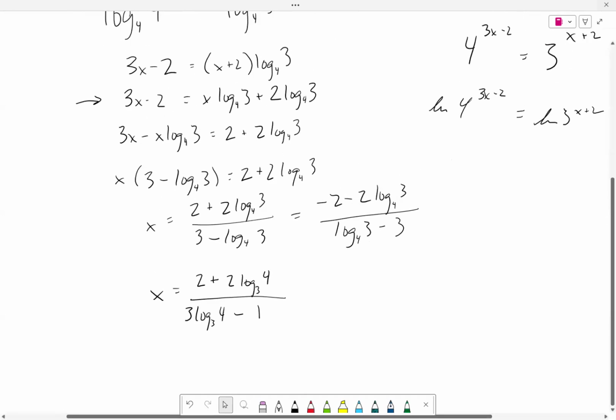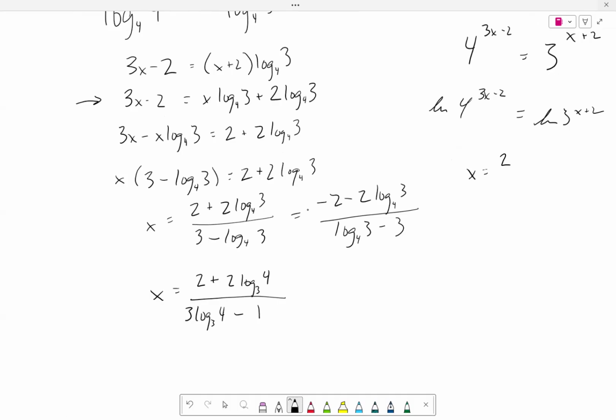And Katie, could you tell us what you got with ln? Okay, good. I got 2 ln of 3 minus 2 ln of 4, okay, over ln 4 minus ln 3. Thank you. Any of them is perfectly fine, as long as you did it correctly.